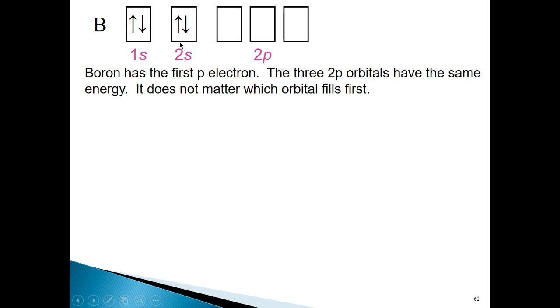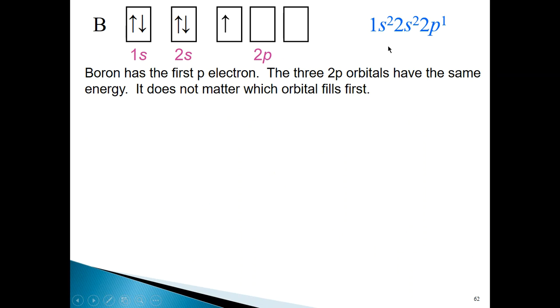This 2s orbital is completely full, so therefore the next electron will occupy one of these 3 2p orbitals. It doesn't matter which orbital will get the electron. So we place the electron there, and that would be the electron configuration of boron. The next element will be carbon. Or, by the way, this is the SPDF notation for the boron atom.